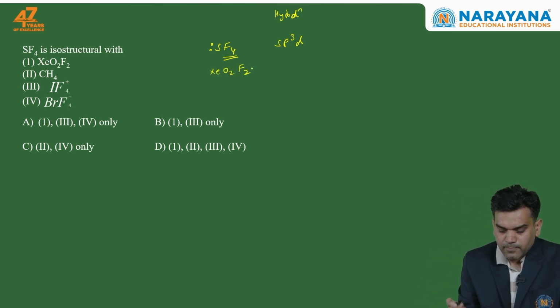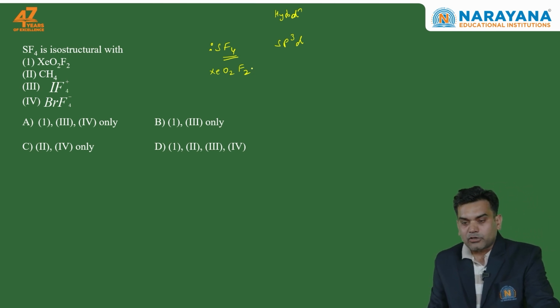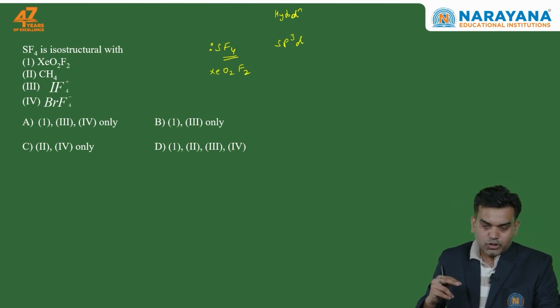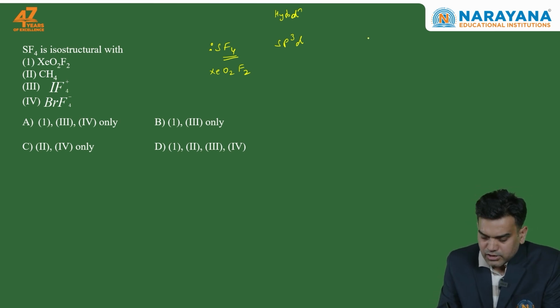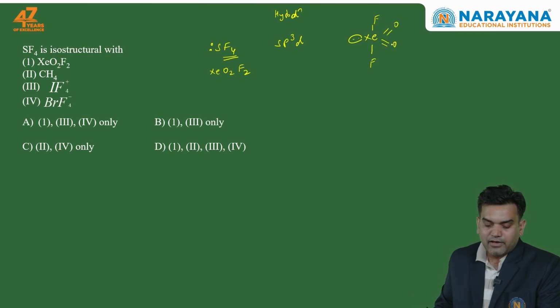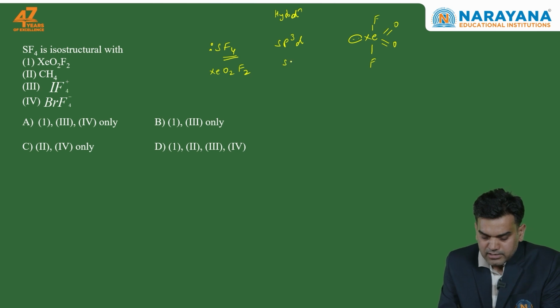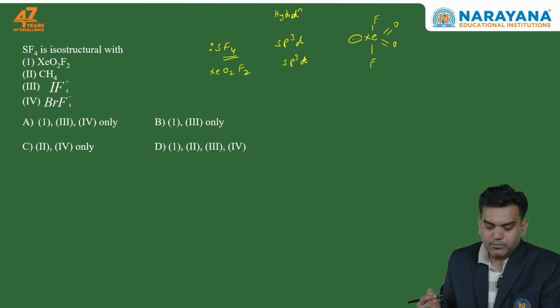XeO2F2 also has 8 valence electrons. Out of 8, 2 participate in bond formation with fluorine and 4 participate in bond formation with oxygen, because oxygen makes 2 bonds. I can draw the structure. XeO2F2 has one lone pair, with fluorine, a double bond to O and a double bond to O. This kind of structure it would have, but again, it is sp3d hybridized.